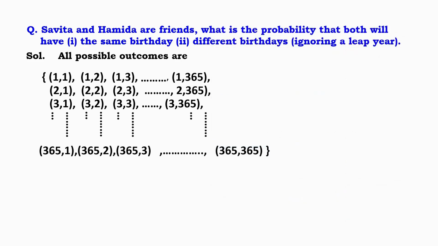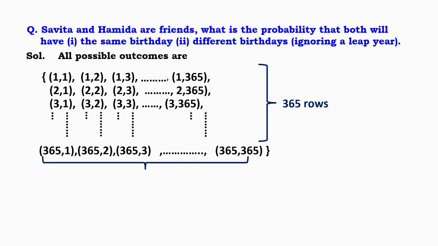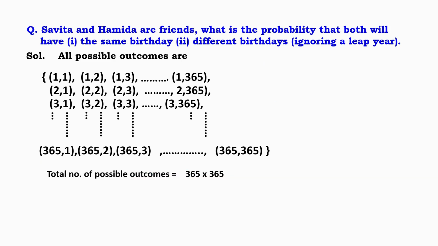Now the last case could be 365, like we are considering Savita's birthday on the 365th day, and we have to consider that Hamida's birthday could be any day between 1 and 365. So these are the possible combinations. What we got is that there are 365 rows. In between we have given dots because we couldn't write all of them. So there are 365 rows, and each row has 365 columns. So the total number of possible outcomes here is 365 into 365.